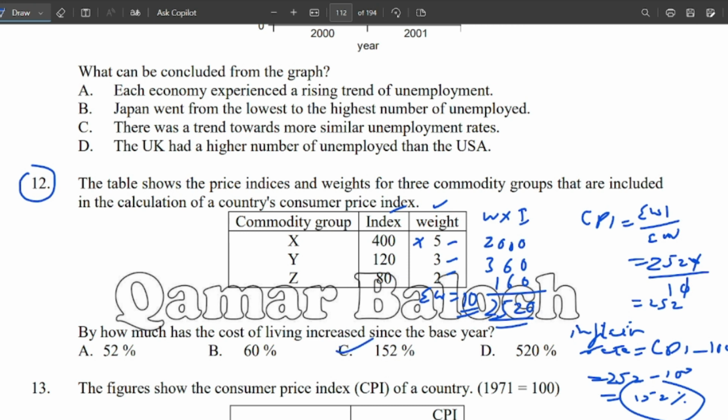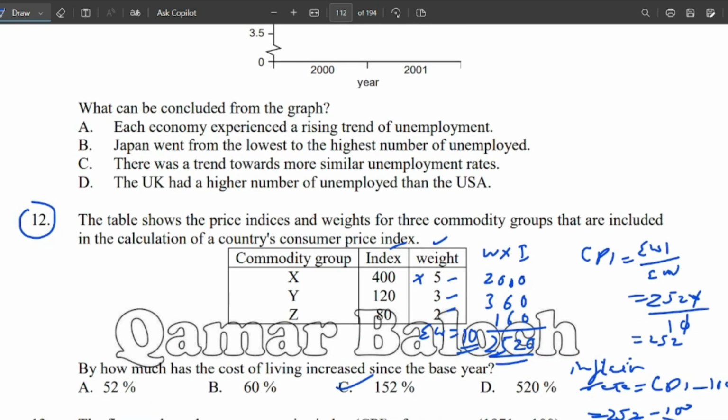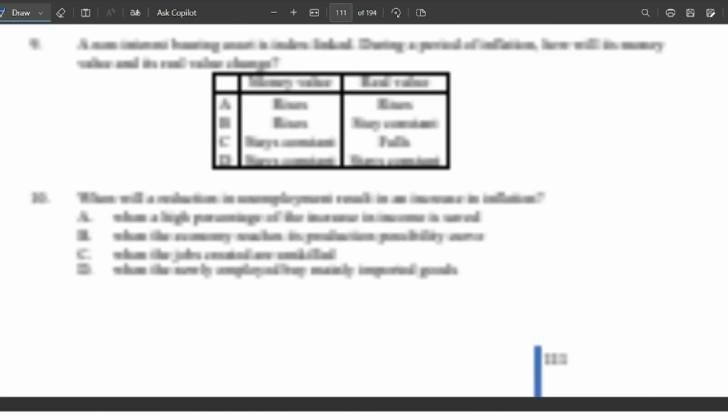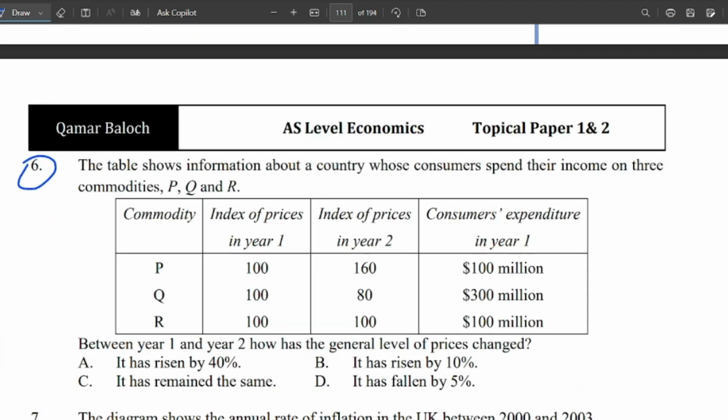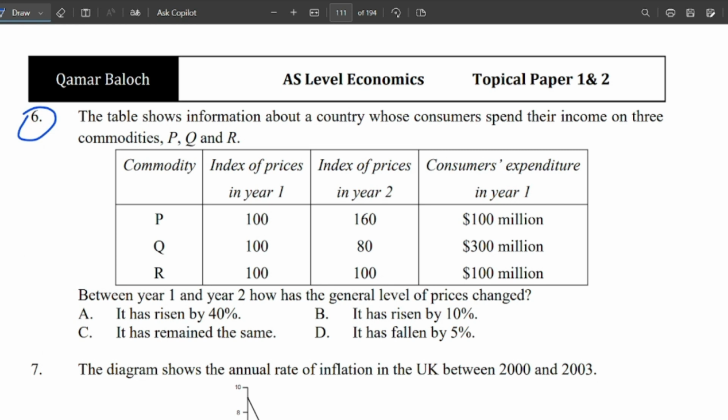So this is how you can calculate the value of rate of inflation or deflation. Since the result is positive, it will be inflation. If the result is negative, then it will be deflation. Okay, so let's move on to one more question or two more questions to have a clear idea about this type of questions. So again, you have a question number 6.